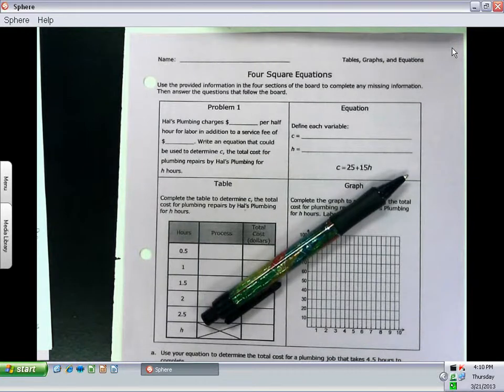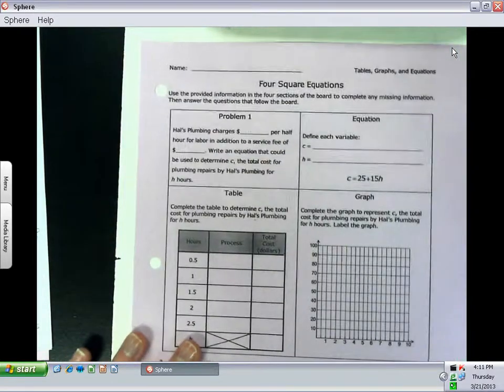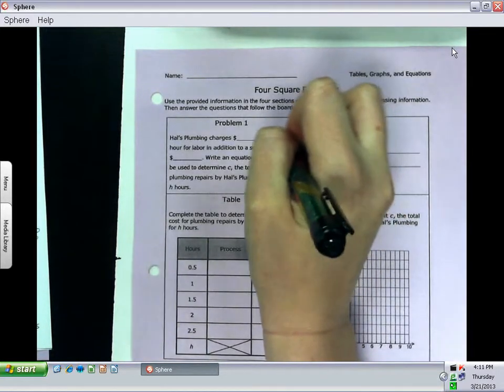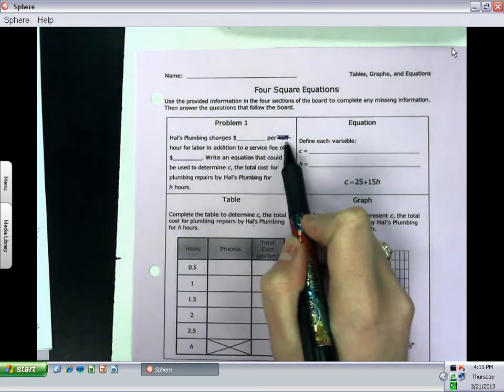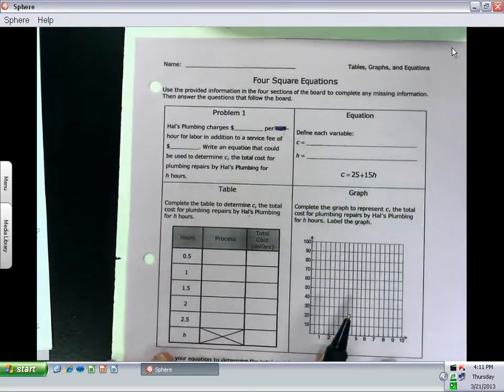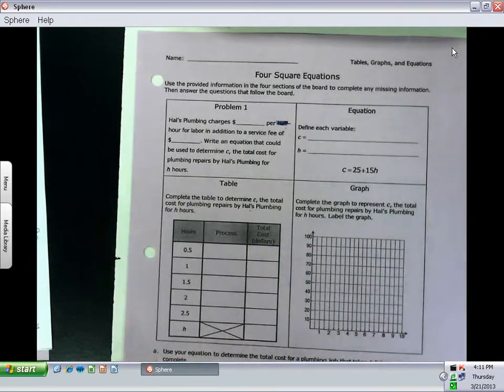Remember, equations, tables, graphs, and situations are all related, so we can create all 4 of them on one situation. So make sure your name's at the top. And we need to make one change real quick. If you will cross off the word half right here, get rid of that so that we can continue. Okay, so it says use the information provided in the 4 sections of the board to complete any information, then answer the questions that follow.